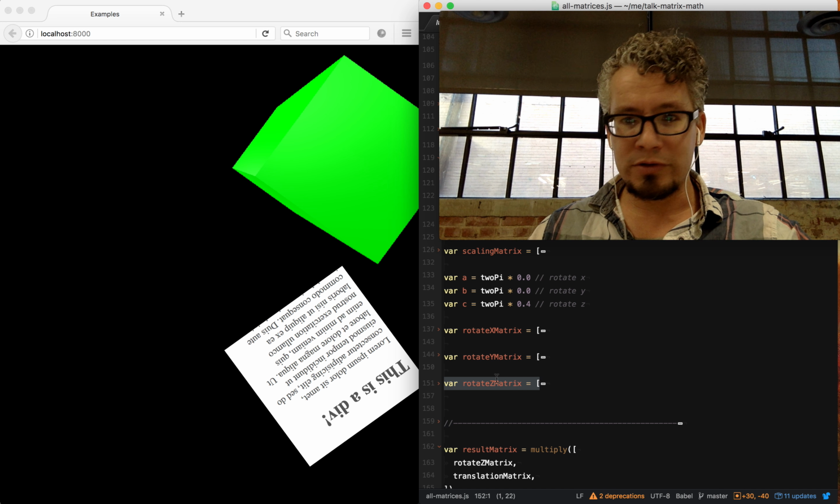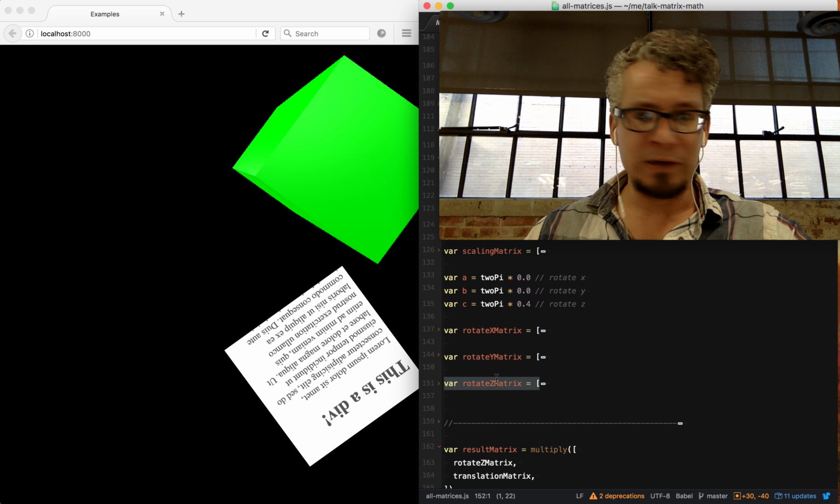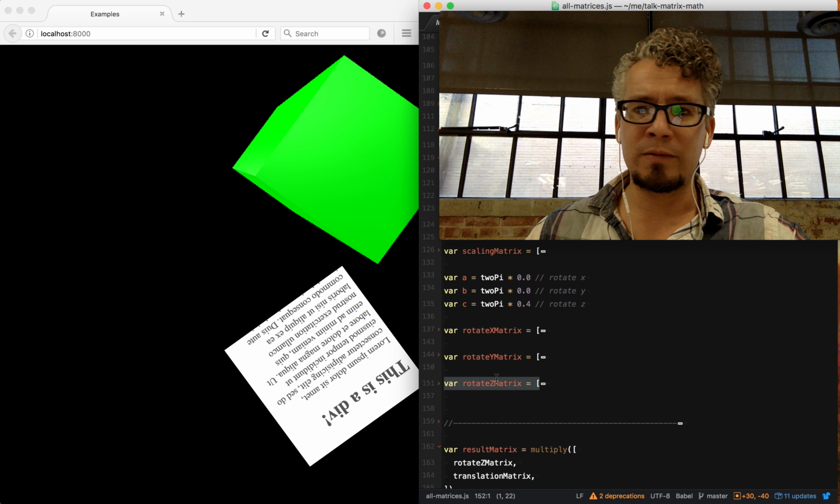So just 16 numbers in a row, and there are even more different types of matrices, like perspective, that's beyond the scope of these few short talks.